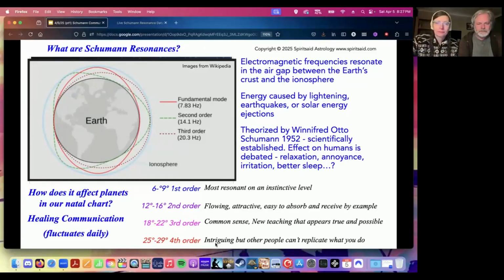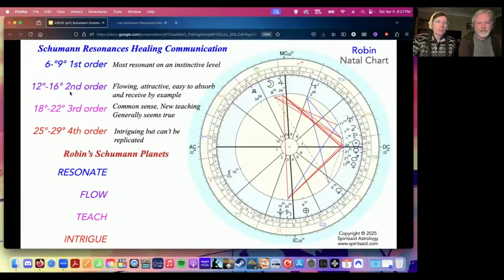Okay. All right, so we've got these four different types of communication, and now we're going to look at my chart and talk about a personal example of how this might work. Okay, so I've just recreated these keywords up here, and then here's my chart. This is my natal chart.